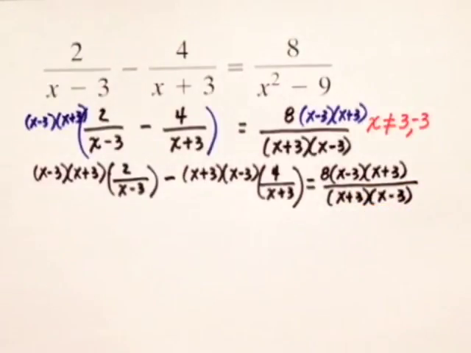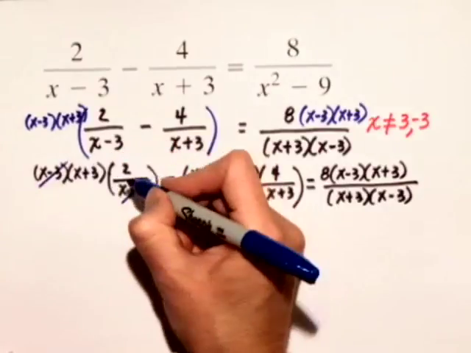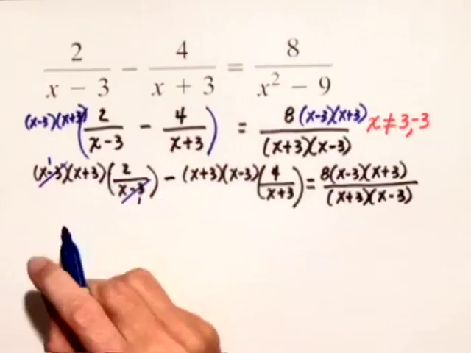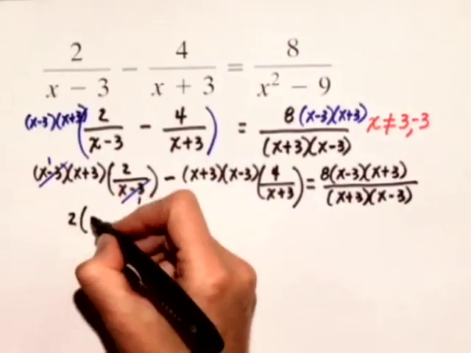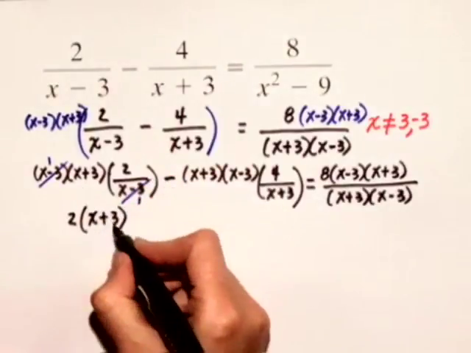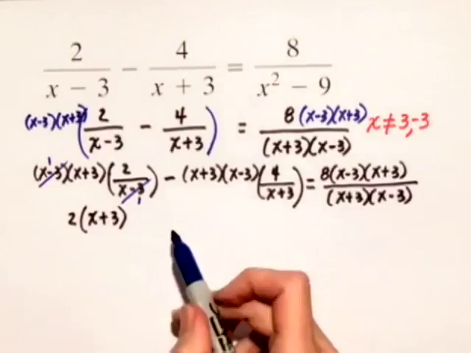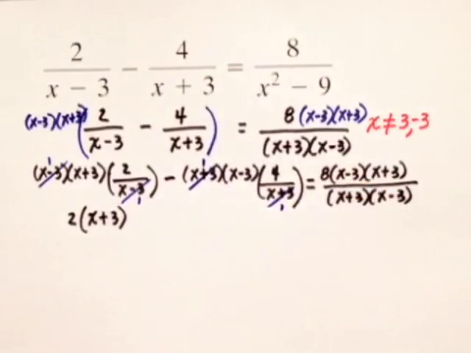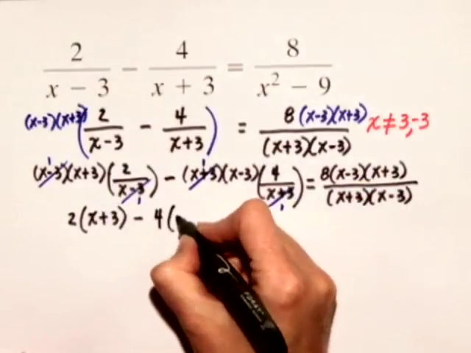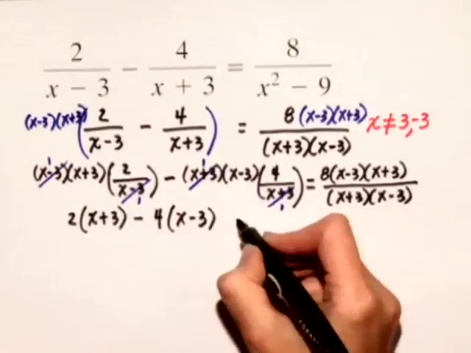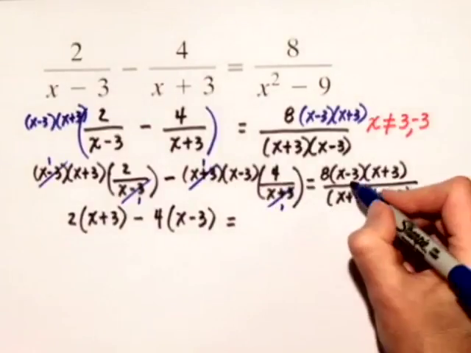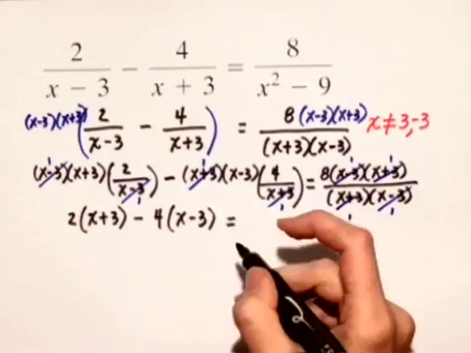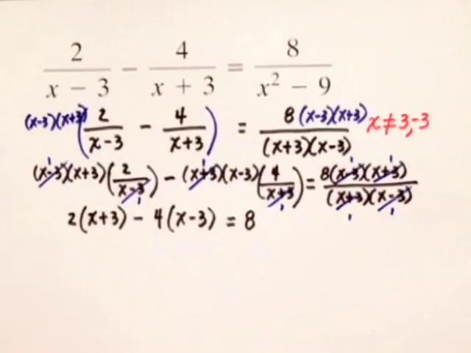Now we're going to see some factors divide out. x minus 3 divided by x minus 3 divides out, and we have x plus 3 times 2. I'm going to write the 2 in front of the x plus 3. Since multiplication is commutative, the order does not matter. So we have 2 times the quantity x plus 3 minus, in our second term, the x plus 3 over x plus 3 will divide out, and we have minus 4 times the quantity x minus 3 equals, on the right-hand side, the x minus 3 divides out, and so does the x plus 3, and we're left with just 8. Now we have a linear equation that we can solve.